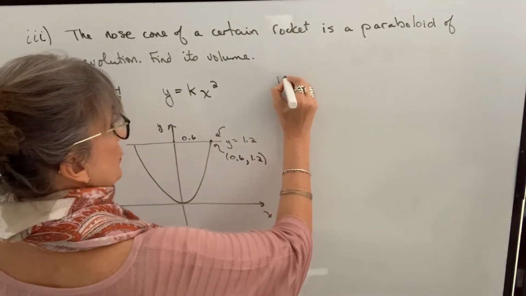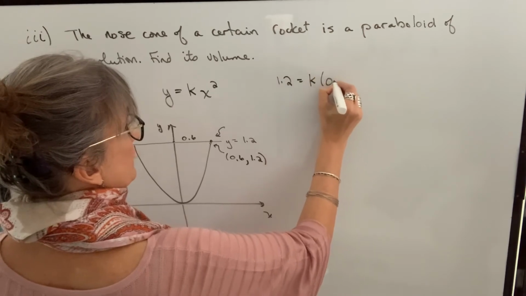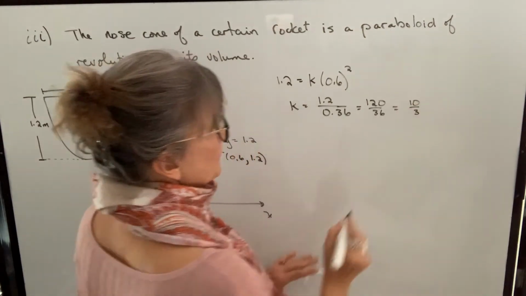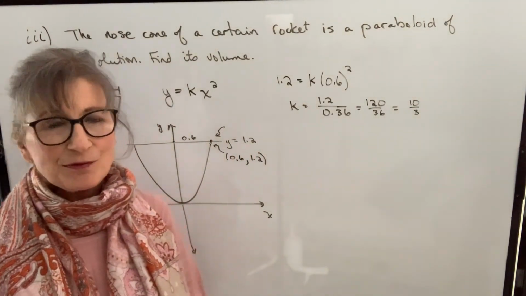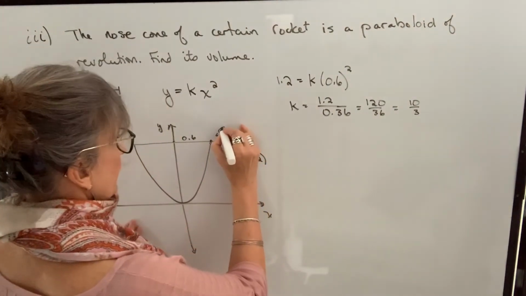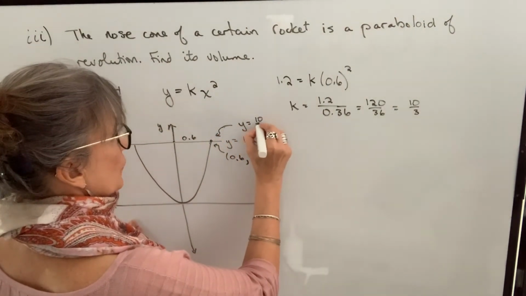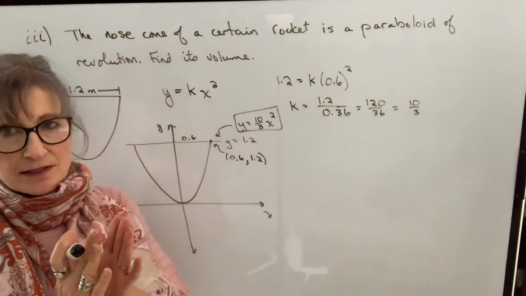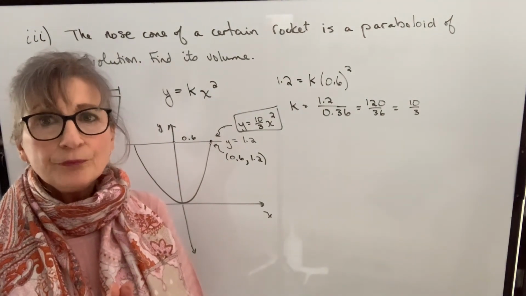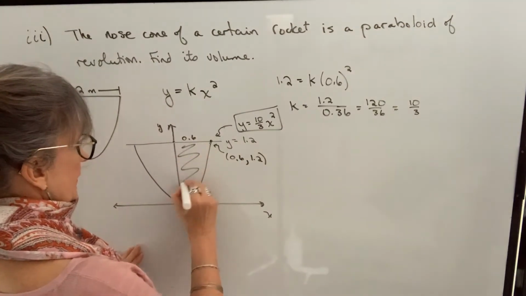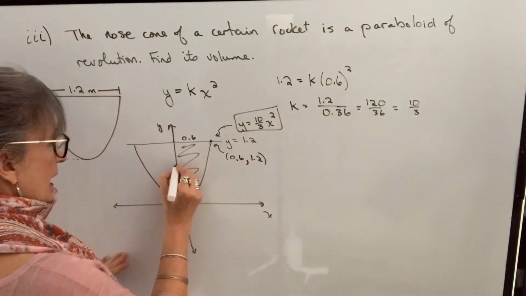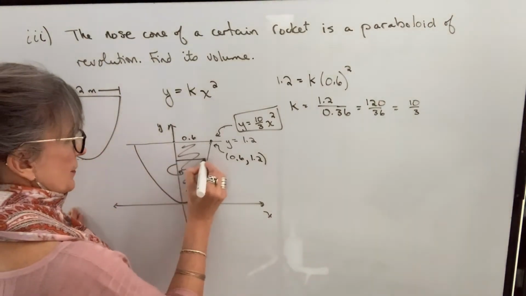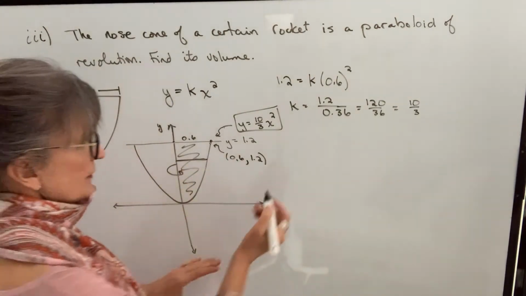So y is 1.2, x is 0.6, so k will equal 10 over 3. I just want to keep it exact rather than a decimal value. So the function that I'm working with will be y equals 10 over 3 times x squared. Now, let's think about our volume. How do we generate that volume? If we were to take this area in the first quadrant and rotate it around the y-axis, it would generate that volume. So therefore, I'm going to use a horizontal rectangle, which means I'm going to use this formula.